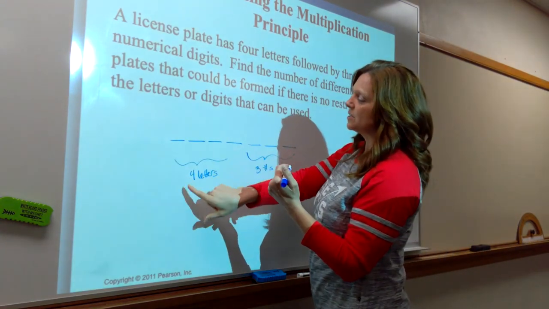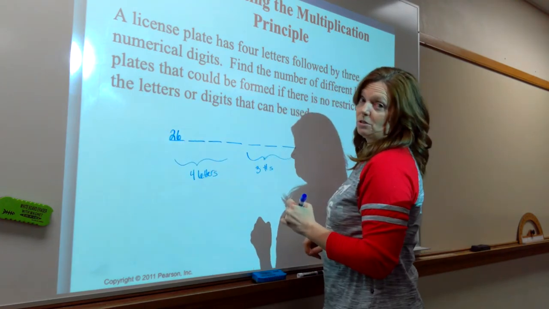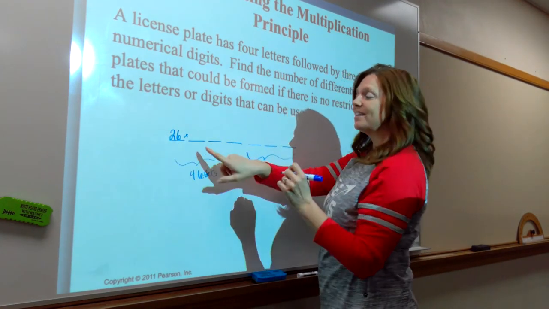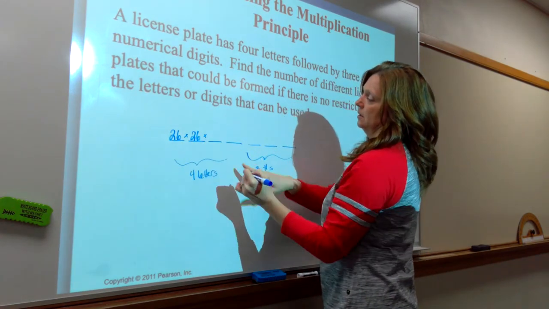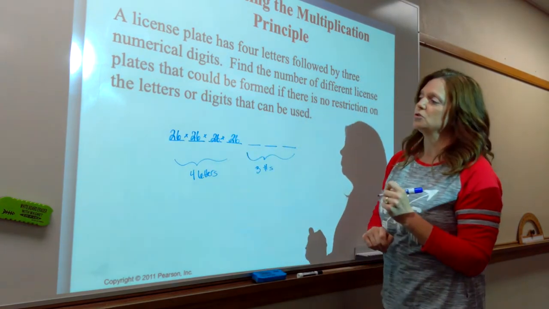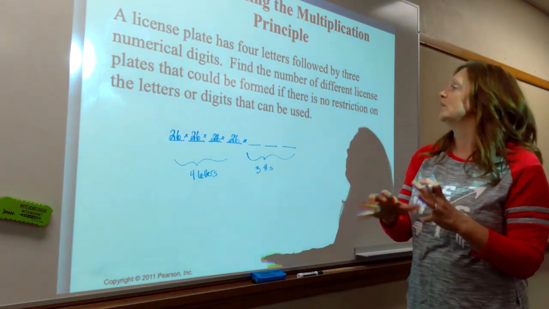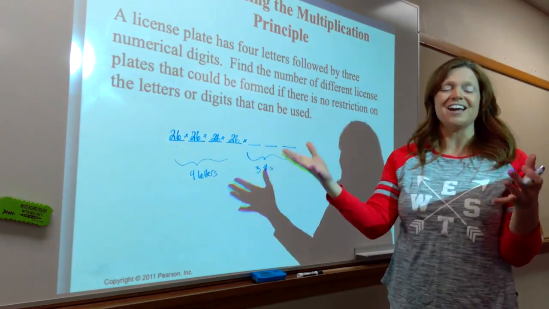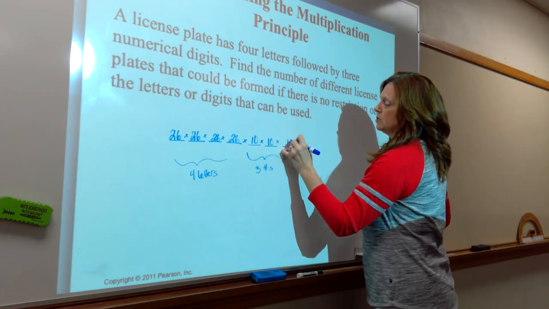So since there are 26 letters in the alphabet, I have 26 choices in stage 1. I can pick anything I want to again. It just has to be a letter. 26. 26 letters to choose from because they can repeat, and 26 letters to choose from here. Okay. Now numbers, I can include 0. There are no restrictions, right? So 0 to 9, that's 10 digits. 10 digits, no restrictions. So there we go.